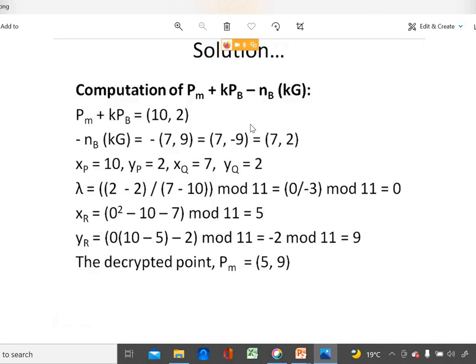because in minus P, it is x comma minus y, right? So x we need to keep as it is, then 9 becomes minus 9. Hope this is clear to all of you.